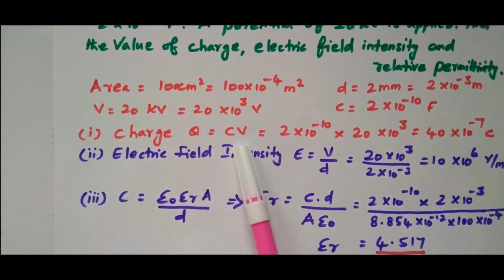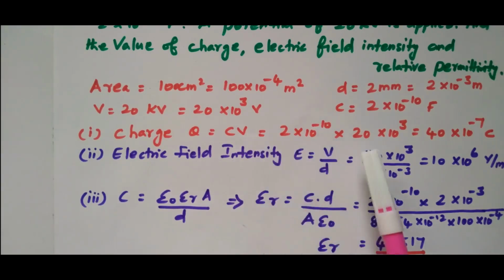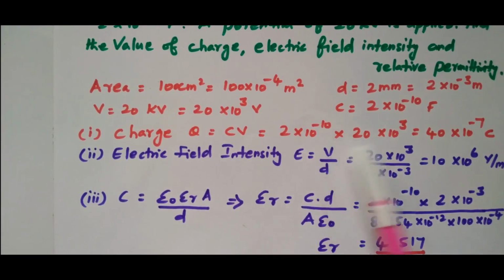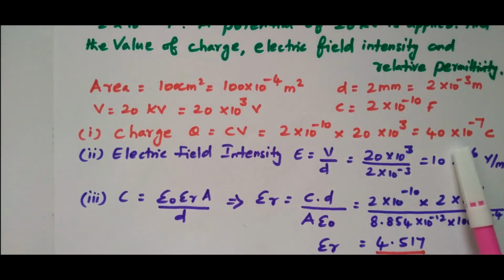Q equal to CV, very standard formula. Q equal to CV, so that C value is given, 2 into 10 to the power minus 10. The voltage is 20 kilovolt, 20 into 10 to the power 3. So multiplying these two, what we got? 40 into 10 to the power minus 7 coulomb. The charge will be 40 into 10 to the power minus 7 coulomb.